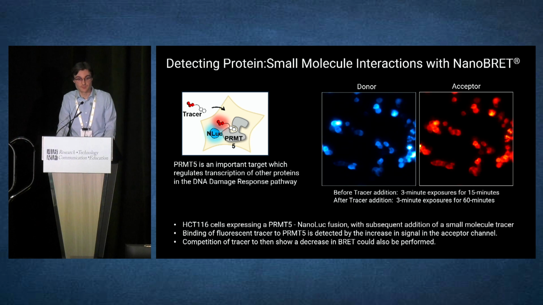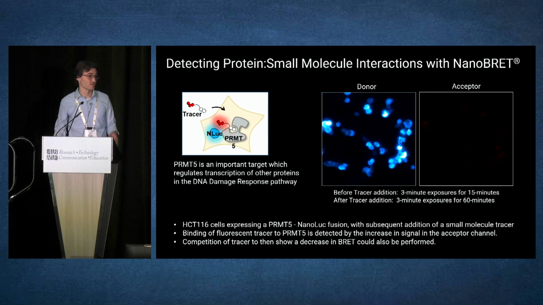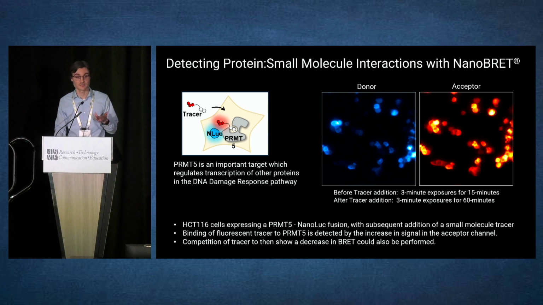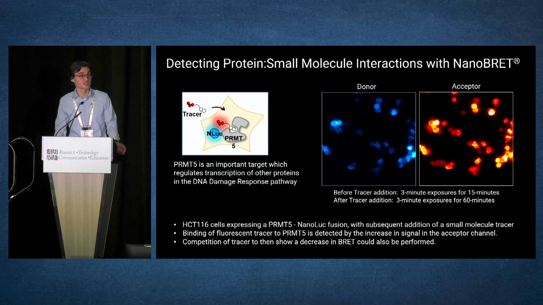And so the last example I'm going to go through is probably my favorite because I think it really highlights why having both luminescent and fluorescent capabilities on this instrument are really important. So this is highlighting our nanoBRET technology, which people typically use for target engagement studies. And so this is using a luminescent donor and a fluorescent acceptor.